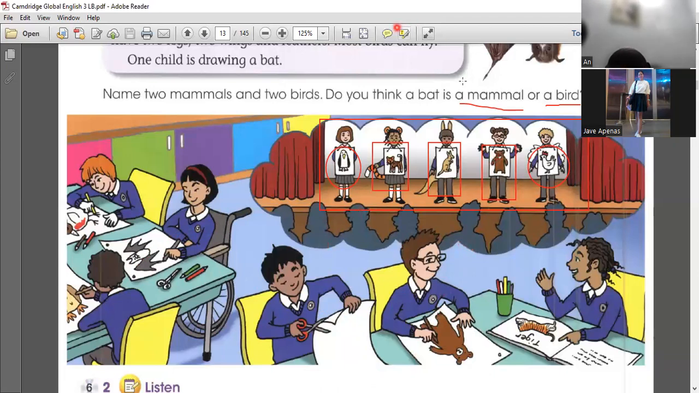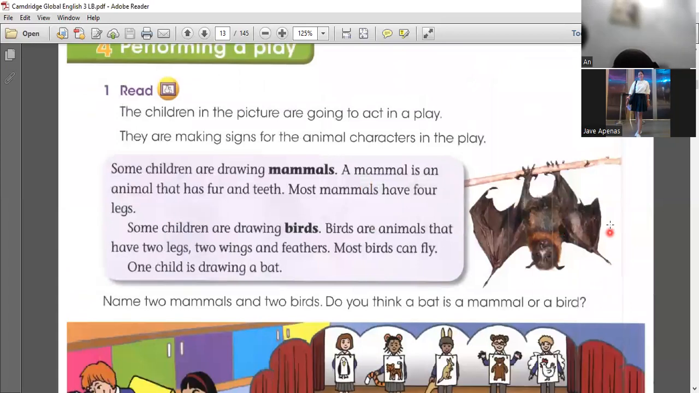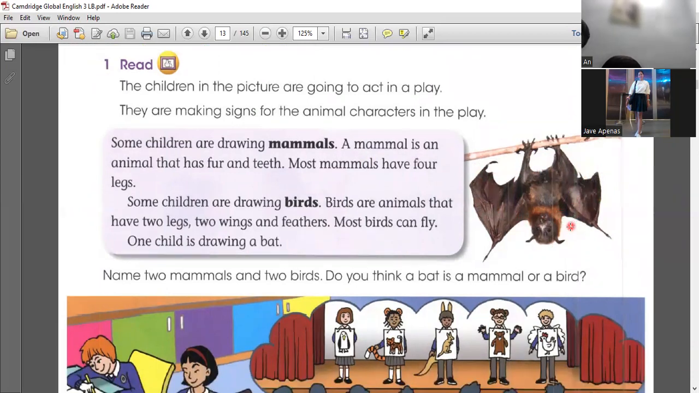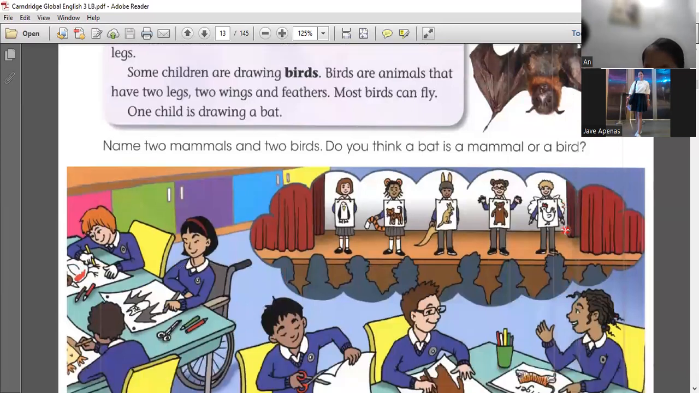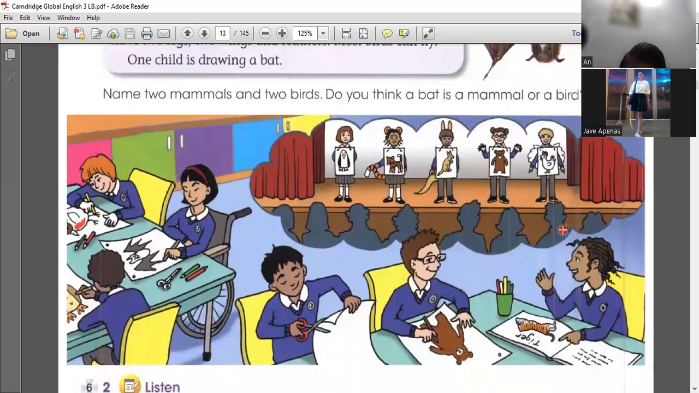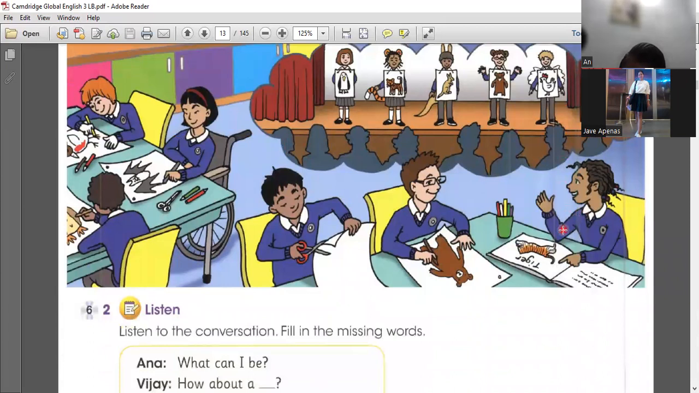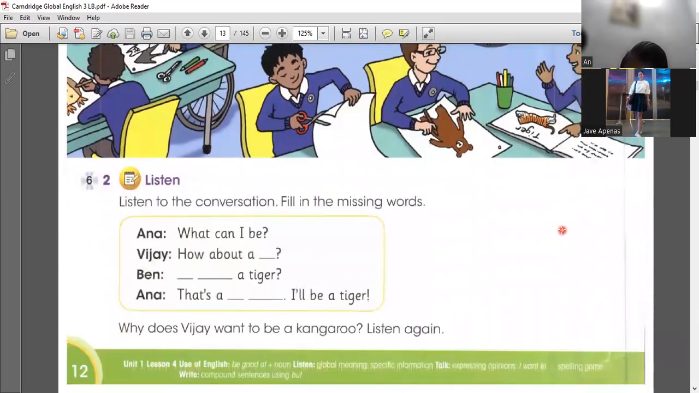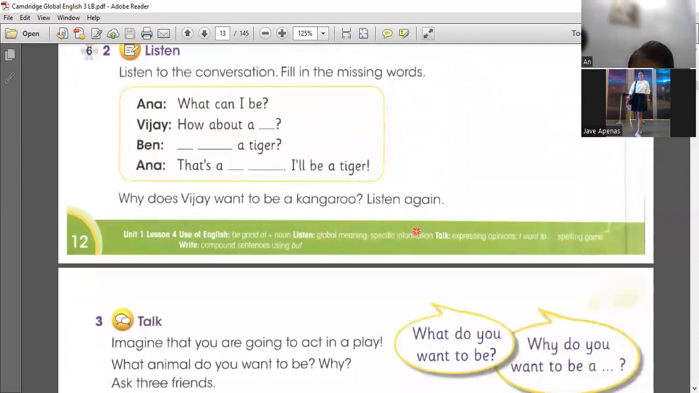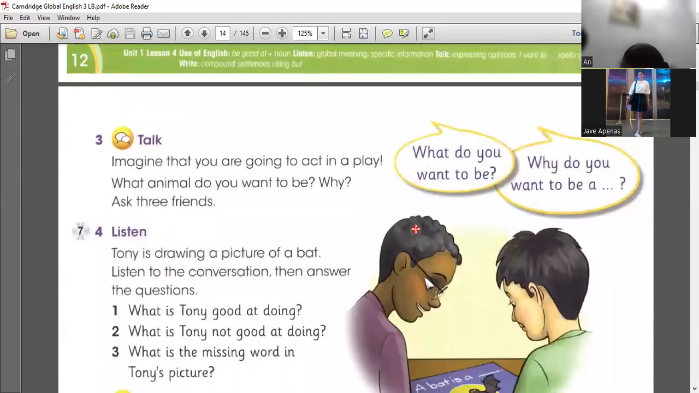And they are built very different from a bird, okay? So look at the bat in the picture. It's totally different from a bird, right? Look. Okay, so that's the reason why a bat is a mammal. Do you understand? Yes, good. Okay, so let's keep this one because it has an audio. We don't have an audio for that. Let's proceed to the next part.